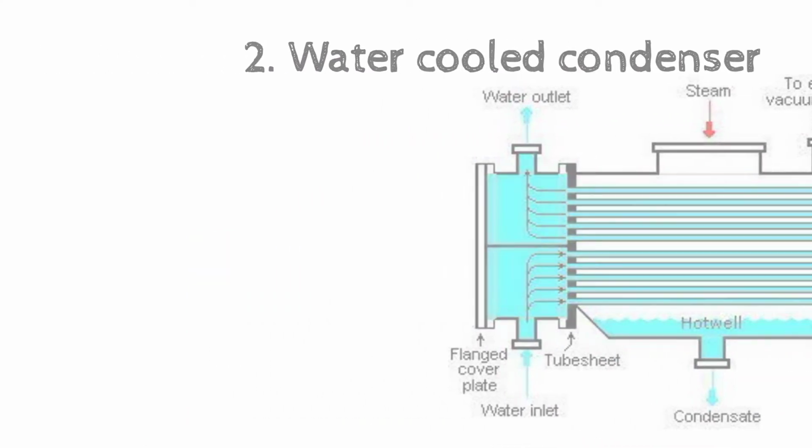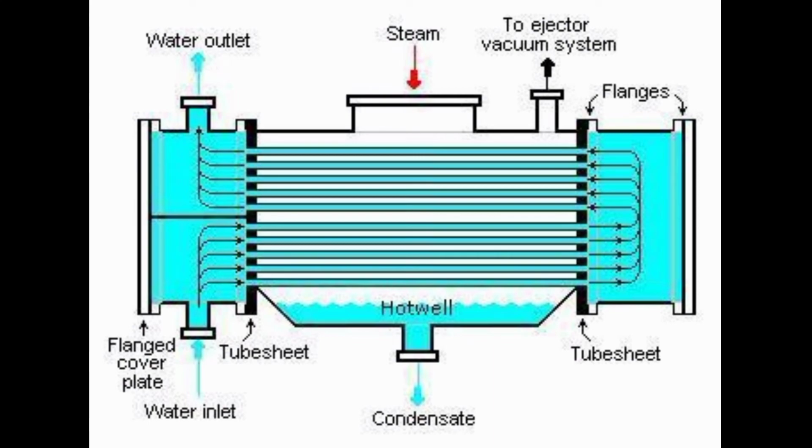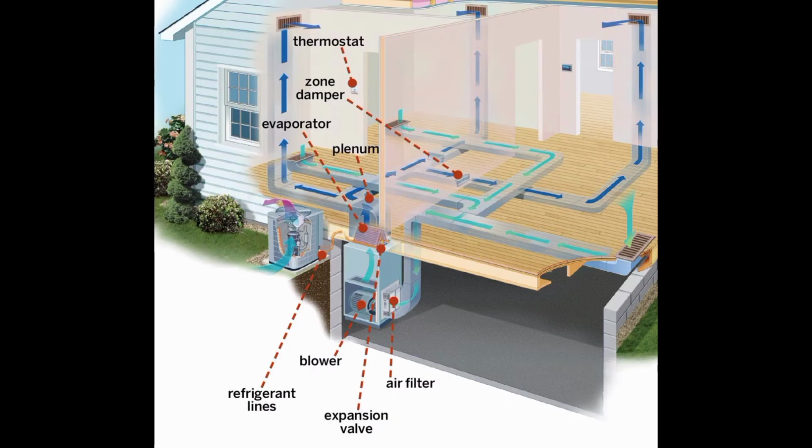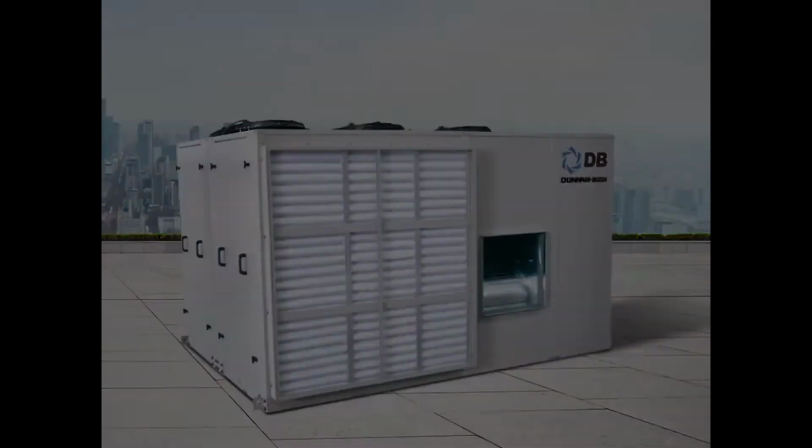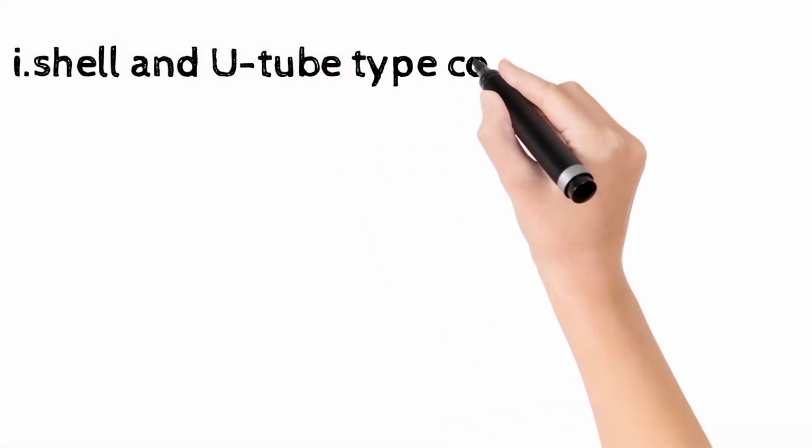Water cooled condenser. In a water cooled condenser, we remove the heat by using water. This type of system is used in central AC, big package AC, large refrigeration plants, etc.